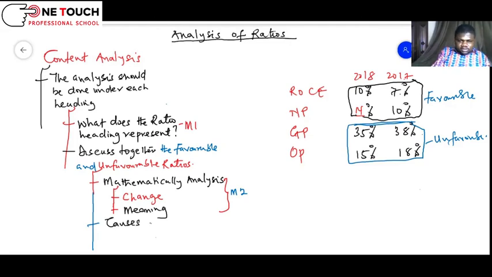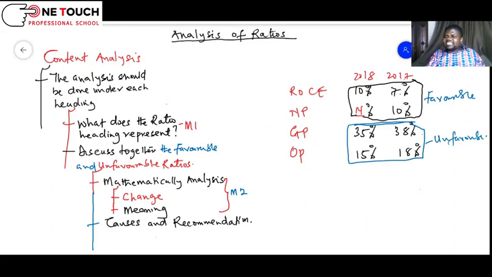Causes and recommendations. You are done with the analysis. So you are saying that ROCE and the net profit margin are increasing. What may be some of the causes?